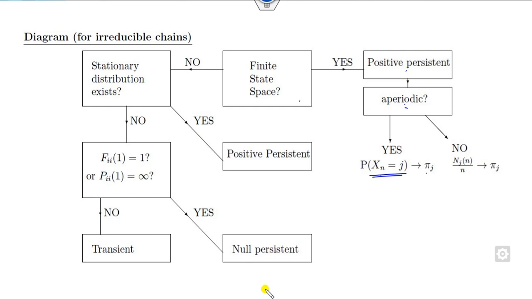You can see this is for the irreducible case. If it's irreducible and aperiodic, then the stationary probability is the unique one. Otherwise not. So I hope you can learn many shortcut tricks from this for solving the problem.